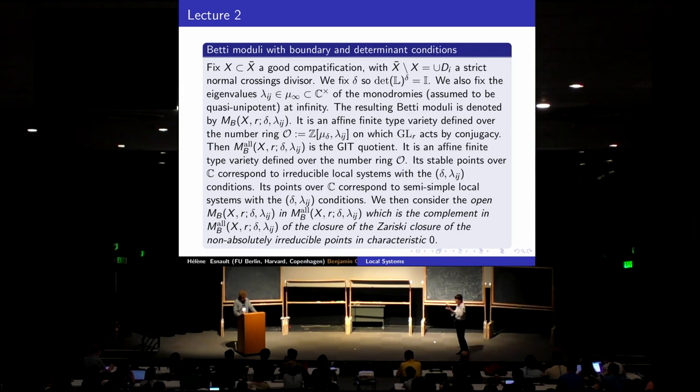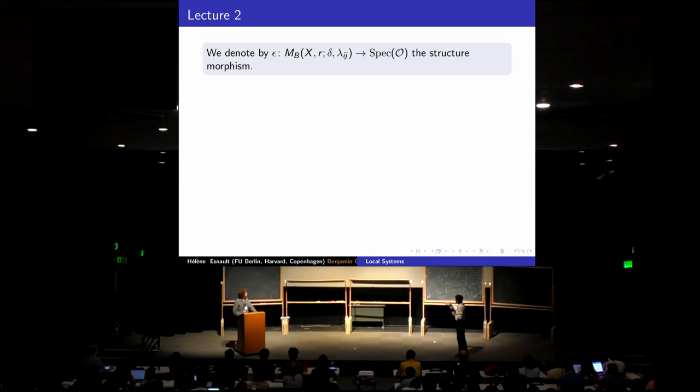So what does that mean here? You look at the characteristic zero fiber, so this M is defined over O, this number ring here, and you look at the characteristic zero fiber, so over the field of fractions of O, and then over any field above this field of fractions of O, you obtain only irreducible local systems over C when you go to C. And when you look at points of this scheme with values in the finite field, then maybe they are no longer irreducible. So we have a structure morphism here, and we denote it by epsilon.